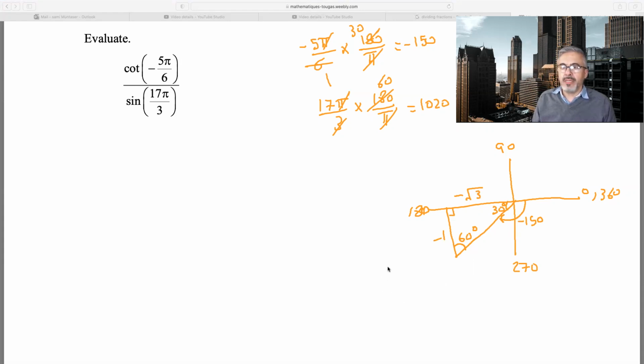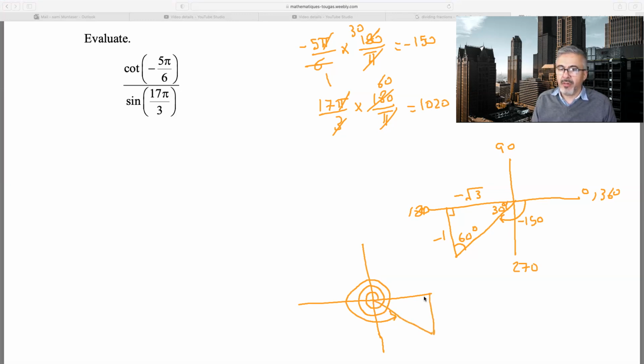Now, let's graph also the 1020. So 1020, basically, if you go one round, is 360, another round is 720. 1020 minus 720 is 300. So you have to go 300 more. So that will put you right here. And that's where the angle is.